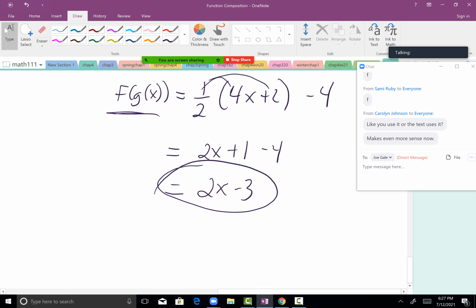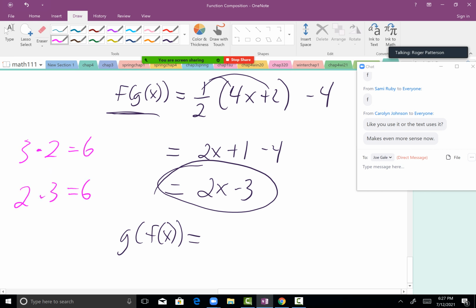Okay. Now, let's do this. Let's flip it. So, in other words, I want to do this. Okay? And in case you're wondering or remember, this is called the commutative property. So the commutative property, remember 3 times 2 is 6 and 2 times 3 is 6. So the order doesn't matter in which way you multiply things or add things. It does in other operations, but not multiplication or addition. But let's check it out for function composition.